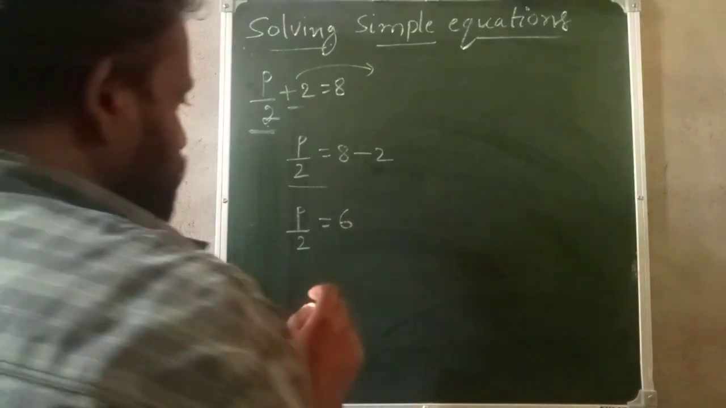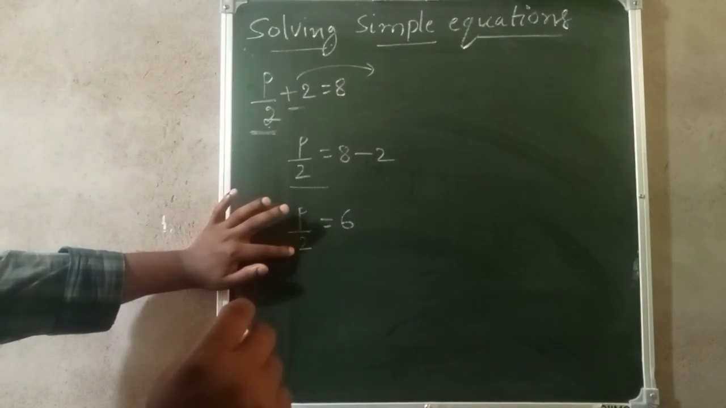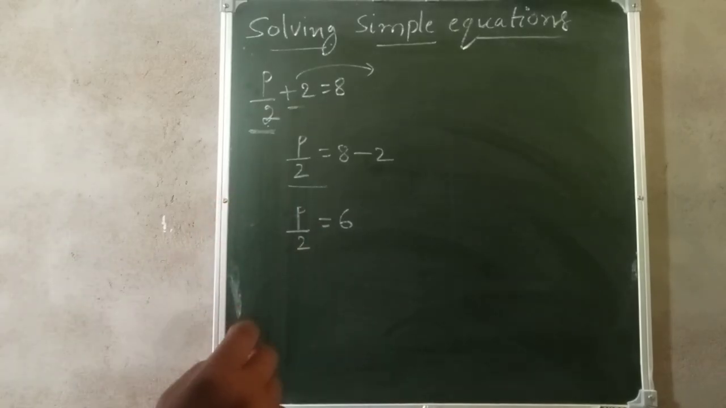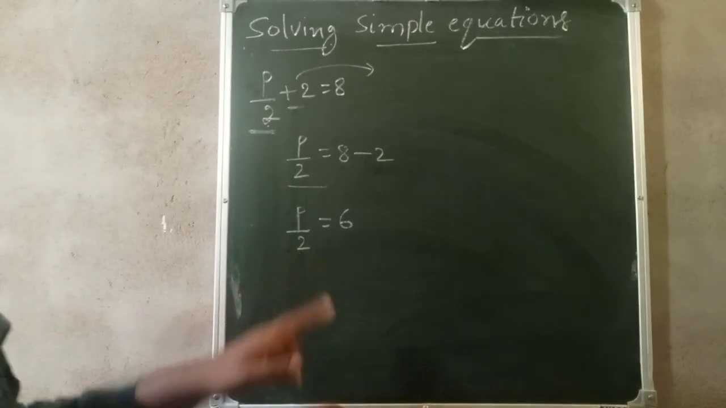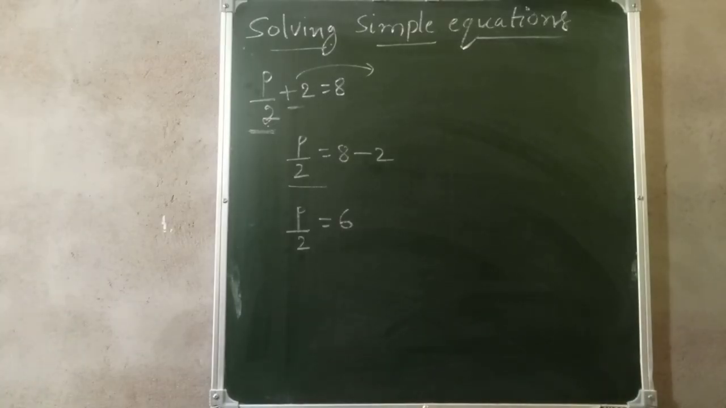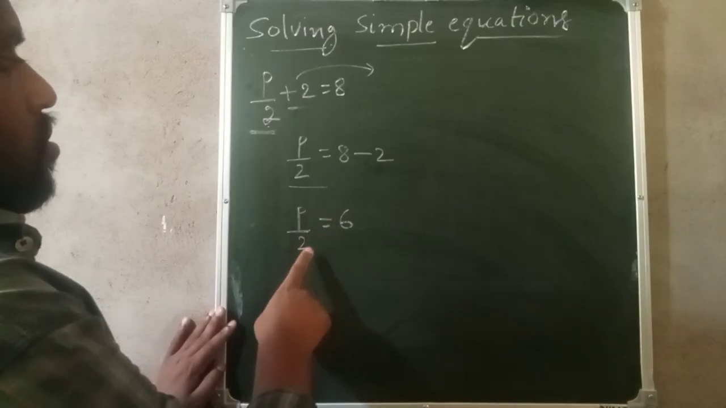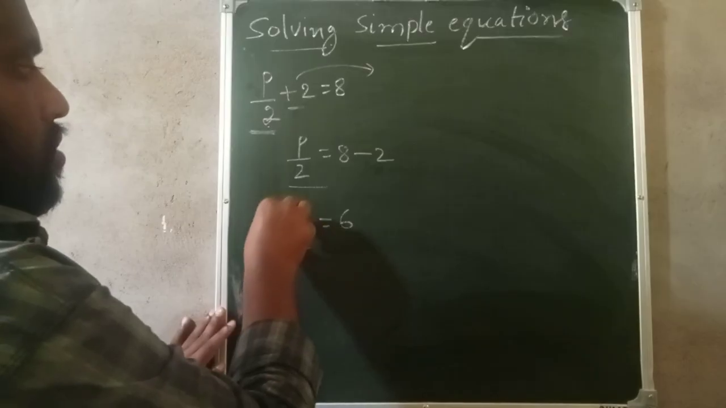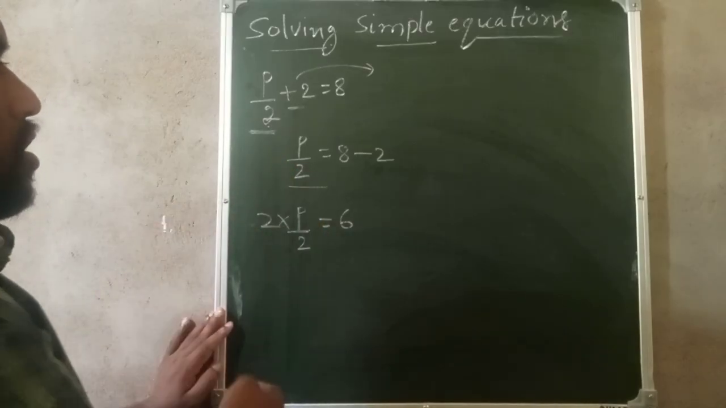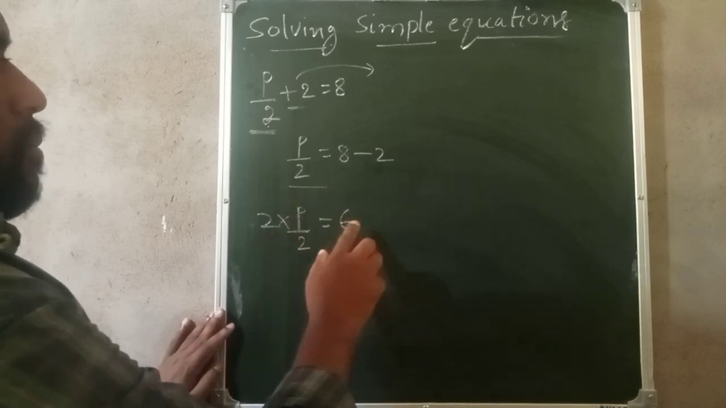Now we want p, we don't want this 2. If we don't want this 2, we cannot simply erase it. If we simply erase it, it will be wrong. Since this is divided by 2, to remove this 2 we have to multiply by 2. But if you multiply this side by 2, you have to multiply the other side also by 2.